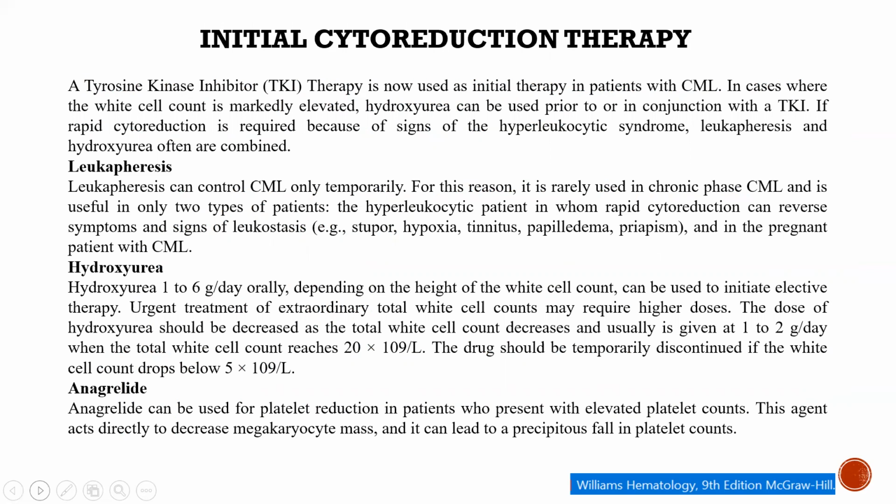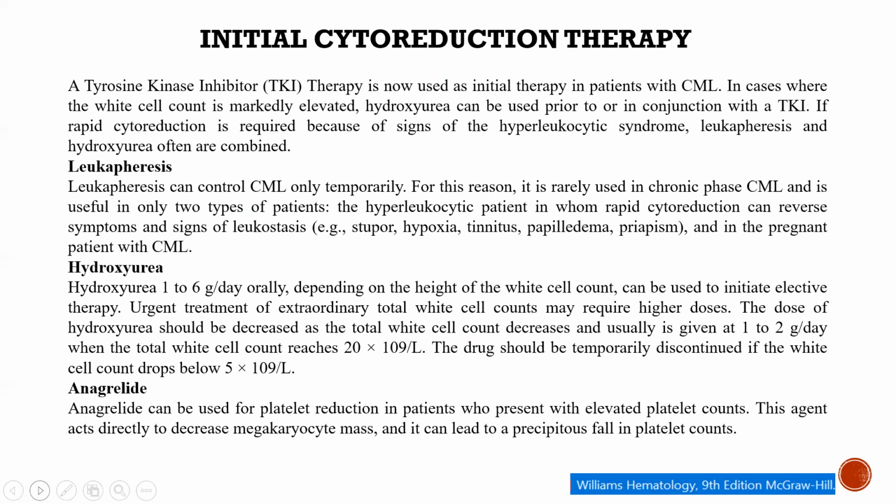In cases where the white cell count is markedly elevated, hydroxyurea can be used prior to or in conjunction with this type of drug. If rapid cytoreduction is required because of signs of hyperleukocytic syndrome, leukapheresis and hydroxyurea often are combined. Leukapheresis can control chronic myelogenous leukemia only temporarily. For this reason, it's rarely used in chronic phase and is useful in only two types of patient: the hyperleukocytic patient, in whom rapid cytoreduction can reverse symptoms and signs of leukostasis, and the pregnant patient with chronic myelogenous leukemia.